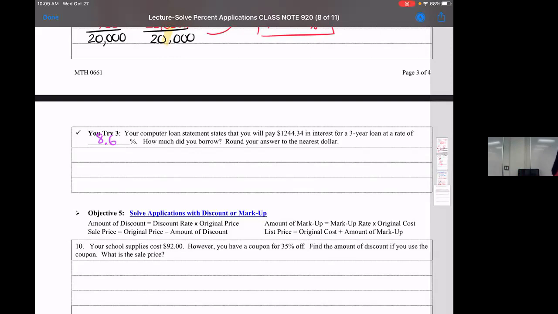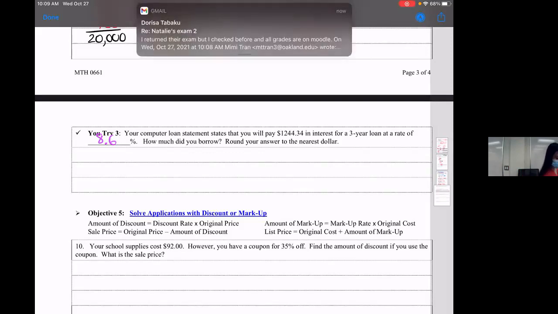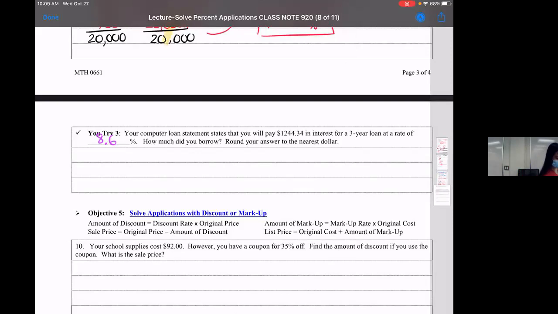Miss Tran, for the you try, do we leave the percent as that or will we change it to 0.086? So you want to change 8.6 into decimal. Yeah, so I divide that by 100, right? Yes. Do I just move over one? 0.86? Two, because we divide by 100, remember? Just divide by 100 in your calculator.